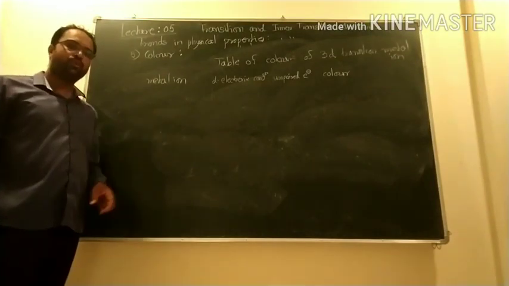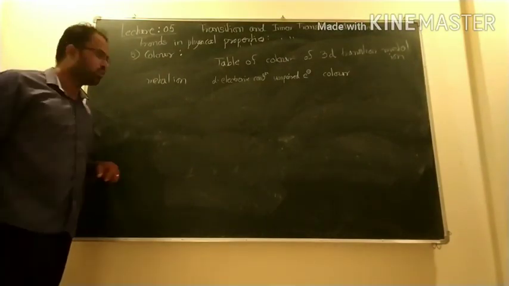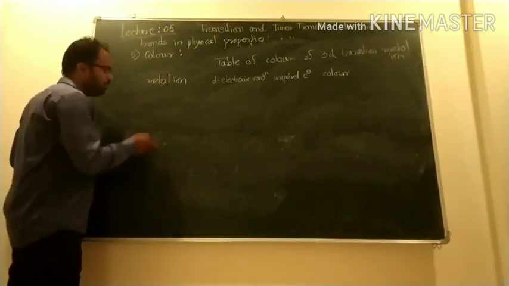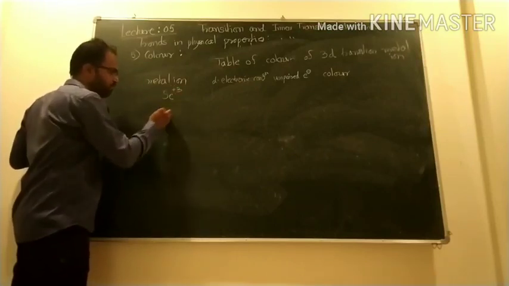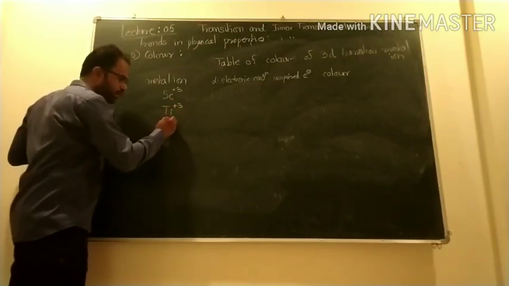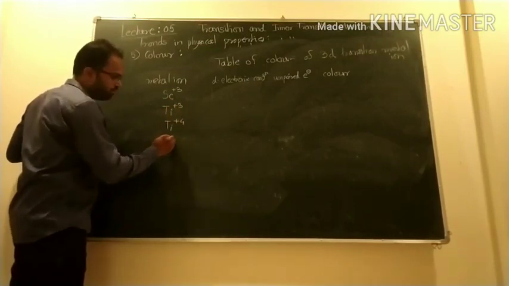We divide the chart into two sets. First, those with a majority of +3 ions. So we start from scandium: Sc +3, titanium +3. Also titanium has a +4 oxidation state.